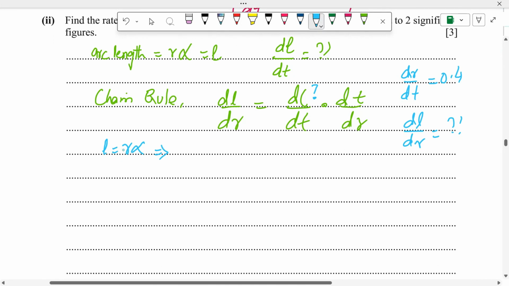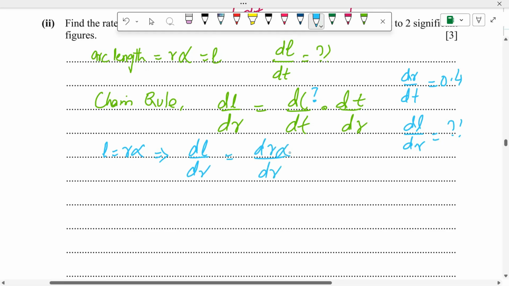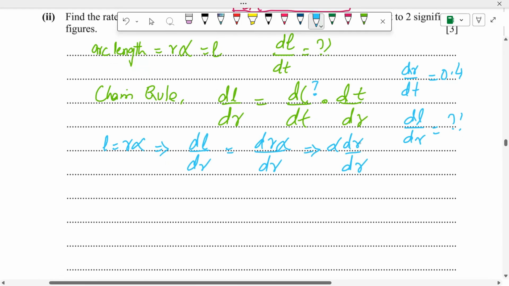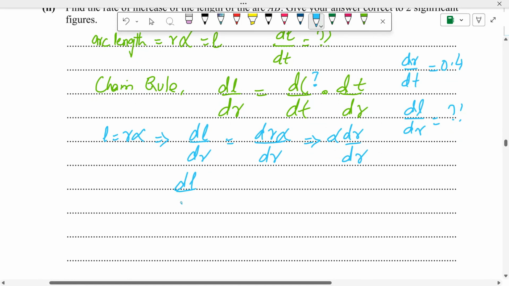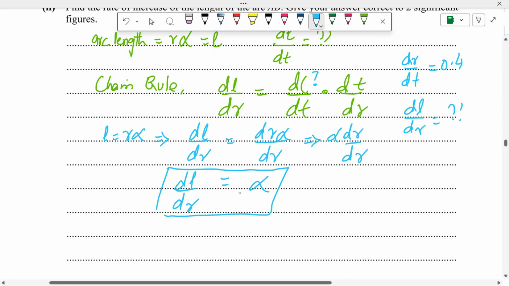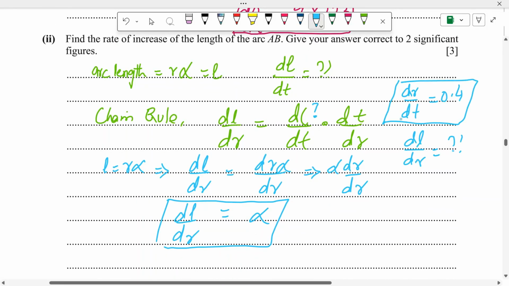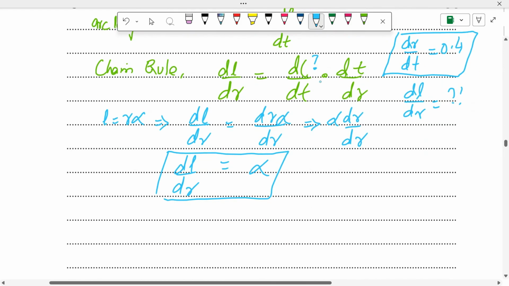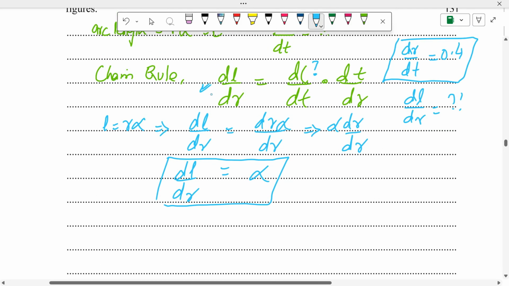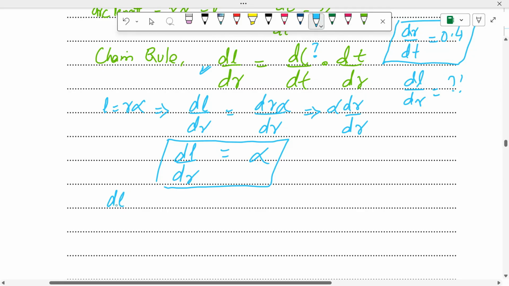If we differentiate arc length with respect to radius, it will be derivative of r alpha with respect to radius. And we know that alpha is a multiple, so it can be alpha times derivative of radius with respect to r. And this one is equal to dL over dr, which is equal to alpha. So we have the derivative of arc length with respect to radius. We also have the derivative of radius with respect to time. And we need to find the derivative of arc length with respect to time.